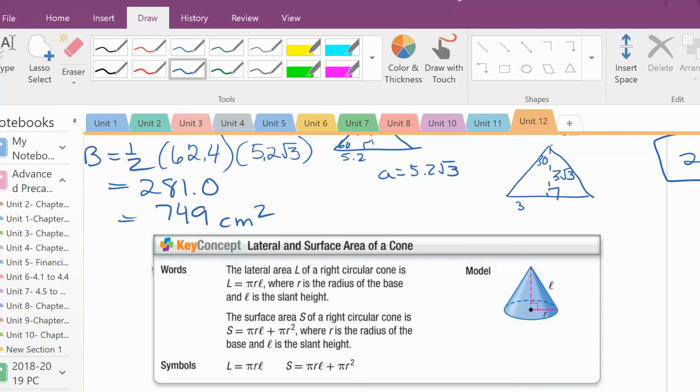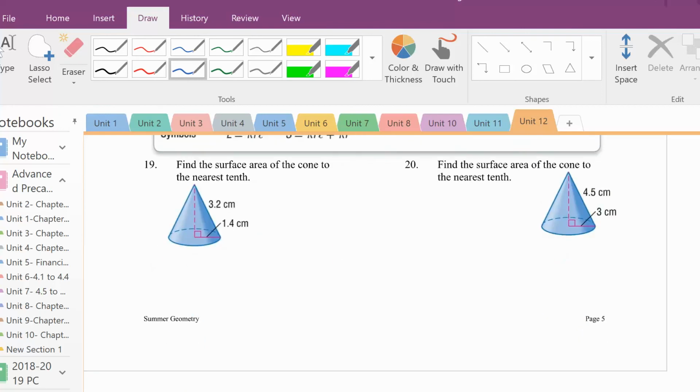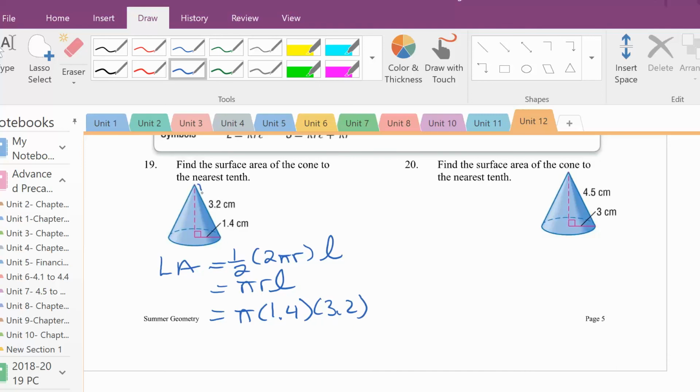All right, a cone is just a cylinder with a point at the top, so it only has one base. So same type of deal with a cone. To find the lateral area, now it's 1/2 the perimeter of the base. Well, the perimeter of the base is the circumference times the slant height. Well, half of 2 is just 1, so that's why the formula is pi RL. So if you go pi times 1.4 times the slant height, which is 3.2, the slant height is always this part that's on the cone.